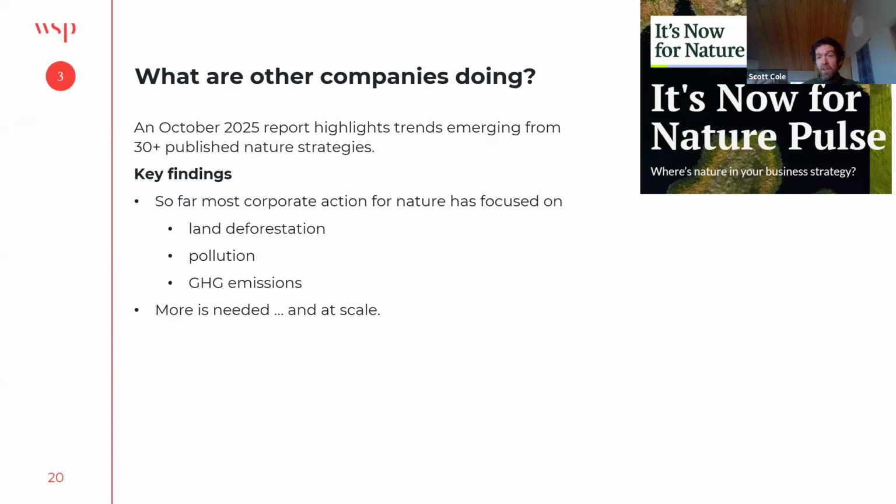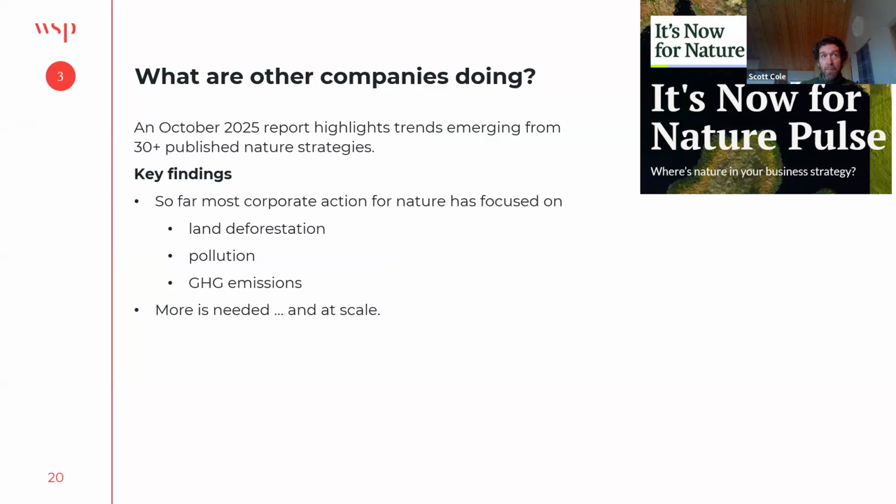Last point, number three, I just wanted to lift what other companies are doing. Albert sent me this last week, a report hot off the press from It's Now for Nature. It highlights a bunch of trends. As of July, when they wrote the report, there were 30 companies that had published robust nature strategies that had all these key components in them.